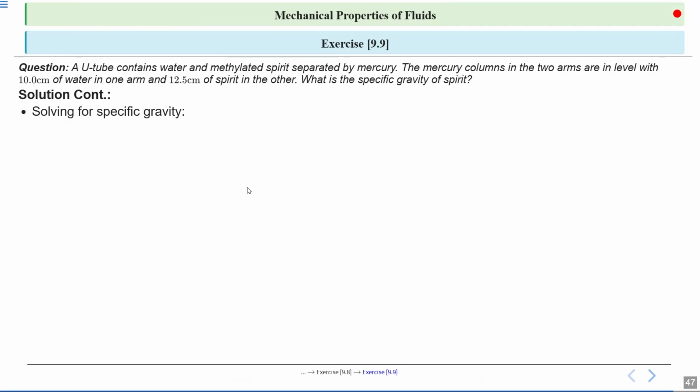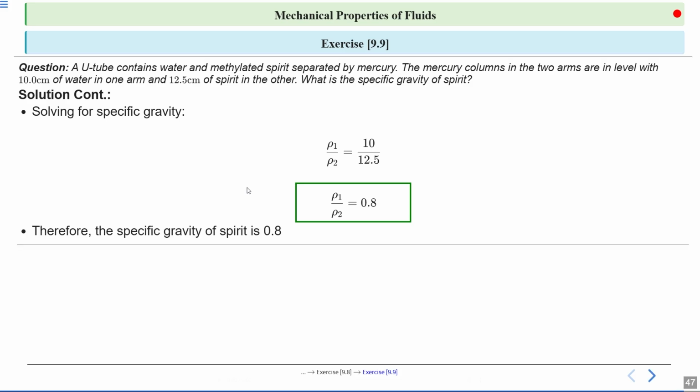Solving for specific gravity, rho 1 upon rho 2 equal to 10 upon 12.5. So it will be 0.8. So the density of spirit is 0.8 times density of water. This value 0.8 is the specific gravity of the spirit. So this is the answer.